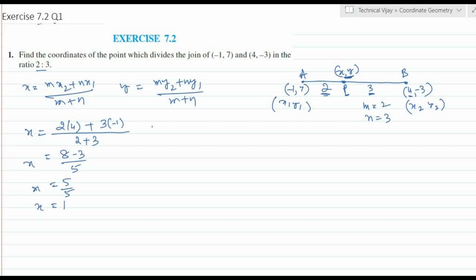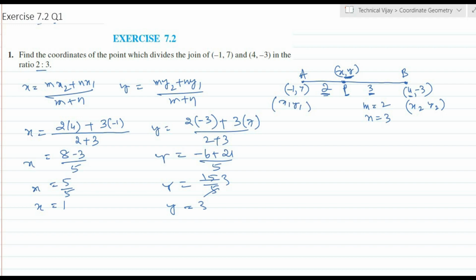In the same way, Y is equal to M means 2, Y2 means here minus 3, plus N means 3, Y1 means 7, divided by 2 plus 3. So here minus 6 plus 7 3s are 21, divided by 5. So 21 minus 6 means 15 divided by 5. So 5 3s are 15, so this is equal to 3. So Y is equal to 3. So X and Y values you got, that is the point P lies at the coordinate P of 1, 3. So this is the solution.